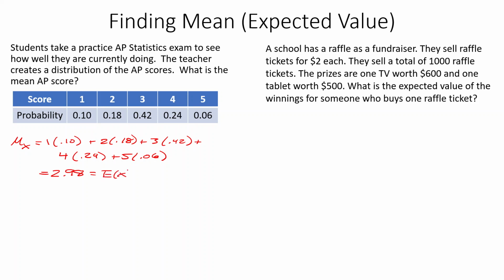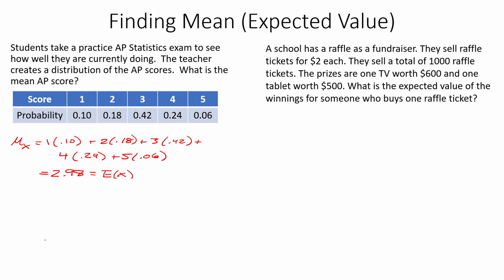That would be the expected score, about a 3 out of these people. And it makes sense because 3 looks like it's got the highest probability and it is in the middle. So that all kind of makes sense. Like if you got an answer like 6, you probably did something wrong, right? Because the scores only go from 1 to 5, and most of them are in the middle here.